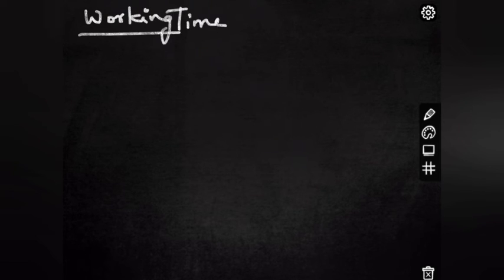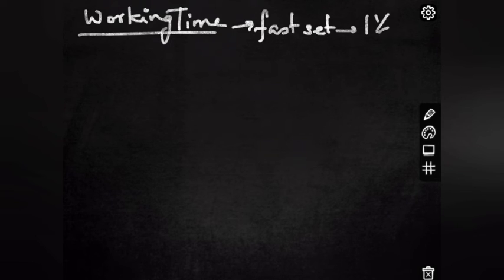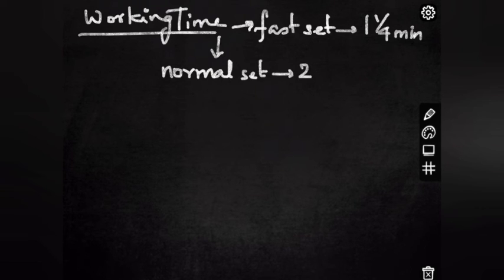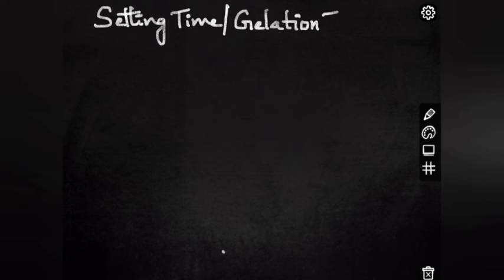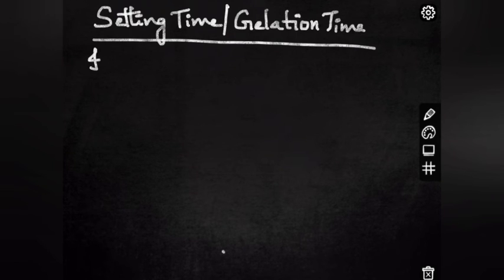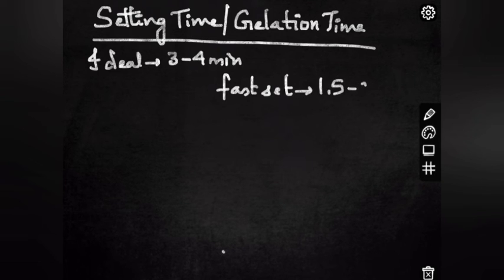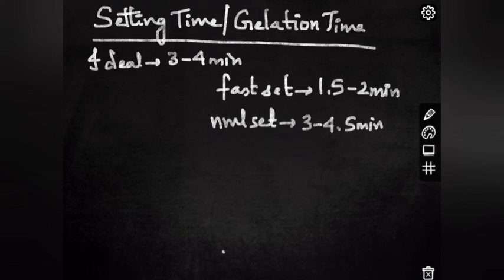So next is the working time. For the fast set material, it is going to be 1¼ minutes, like 1 to 1.5 minutes. And for the normal set or type 2, it is close to 2 minutes. Next let's talk about the setting time or the gelation time. The ideal setting time for alginate is around 3 to 4 minutes. For type 1, it is around 1.5 to 2 minutes. And for the normal set, it is close to 3 to 4.5 minutes.